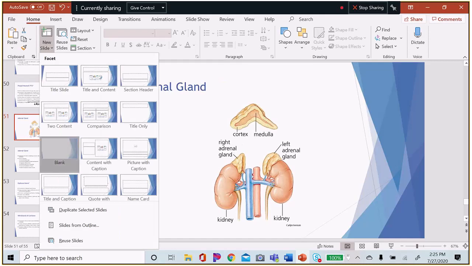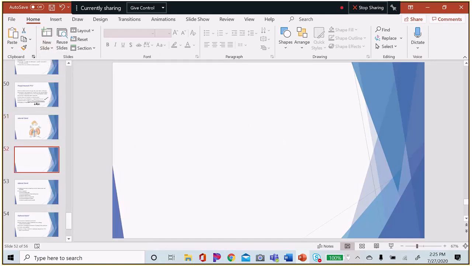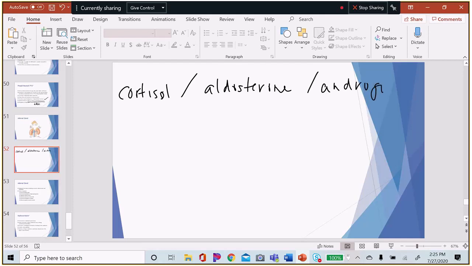So the glucocorticoid is cortisol. The mineralocorticoid is aldosterone, both of which we've talked about before. And androgens is one of the body's sources of testosterone. This is the main source of testosterone for women, because the main source of testosterone for men is the testes.